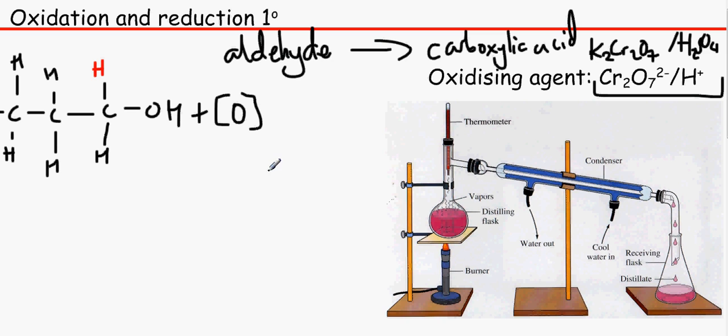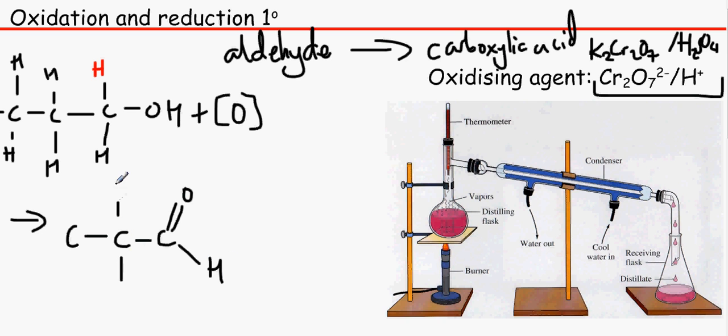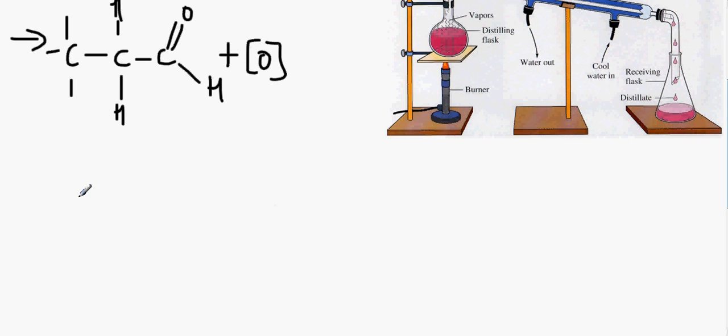Now what happens is that it reacts together to form an aldehyde. So we've got 1, 2, 3, double bond O, and an H. We've got the H here, H, H, H. Now if we do not distill it, if we do not cool it down as soon as it's produced, it would continue to be oxidized by the same oxidizing agent to make a carboxylic acid, or in this case propanoic acid, with the double bond and the OH.